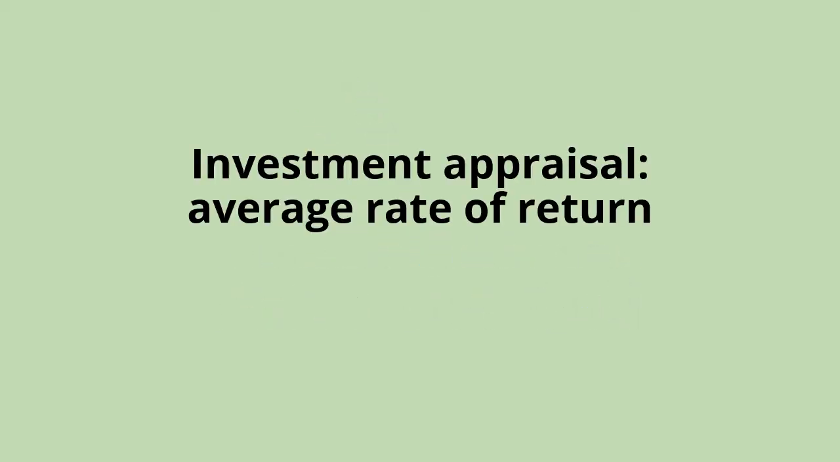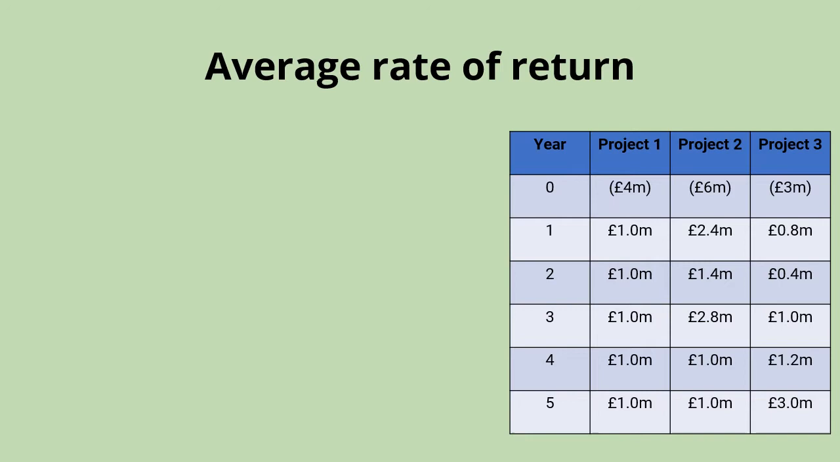This video runs through how to use average rate of return as a method of investment appraisal. We are going to use as a basis for making our calculations our three competing investment projects, 1, 2 and 3. We have year 0, which shows the initial cost of the investment for each project, and then we have our net returns, which are going to be repaid across a period of 5 years.